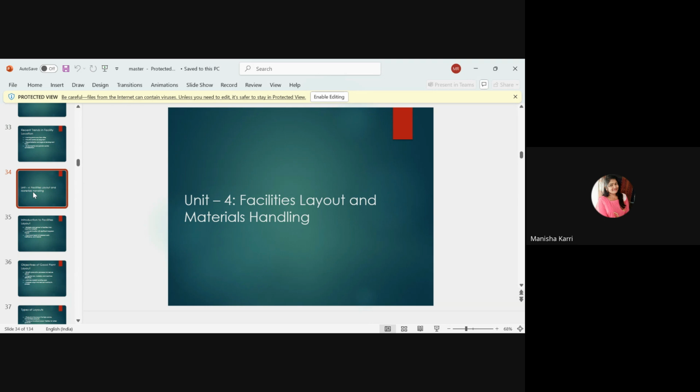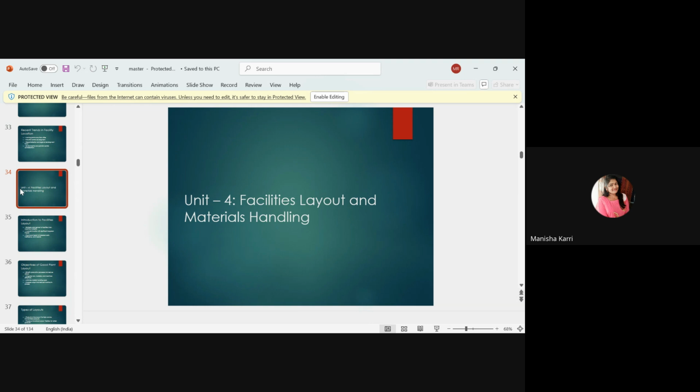So coming to facilities layout and material handling. What is facilities layout? Generally, the facilities layout is the way that machines, equipment, and some work areas are arranged in a facility to create an efficient workflow. Here, the goal is to optimize space, reduce movement, and improve production efficiency.